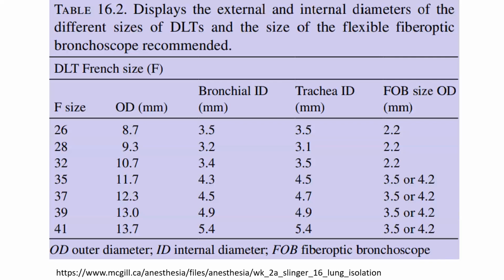Next we talk about the sizing of the fiber optic bronchoscope, because we have to remember that even though the size of the double lumen tube is quite big, the internal diameter is quite small. So the fiber optic bronchoscope has to be small. Most of the time we have to use a size 3 bronchoscope to confirm the positioning of a double lumen tube. This is a recommendation.